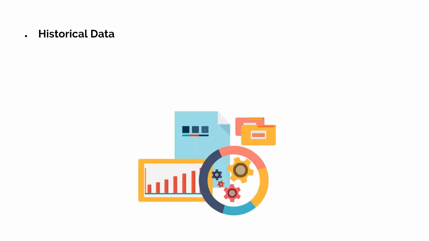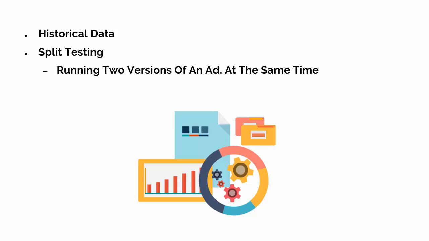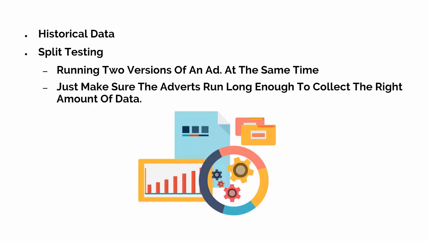Some sites will also allow you to run split tests. A split test basically means that you run two different versions of an advert at the same time. For example, you might have two versions of your heading text or the ad body text, and you can then see which one of these performs best. By doing that, you can make sure that every change you make is a positive change that will increase your clicks, impressions and conversions.